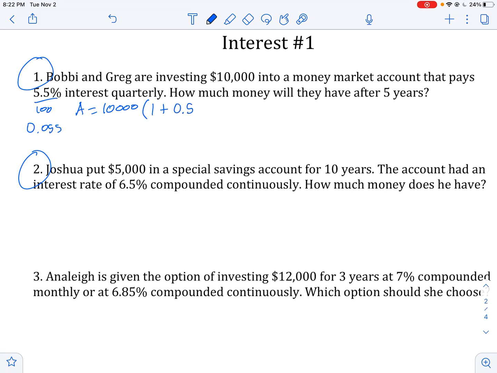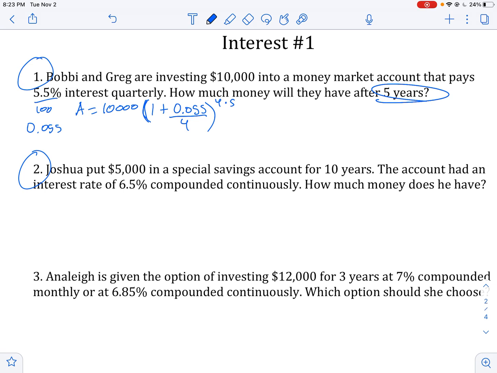So we're going to get 0.055, divided by how many times it compounds during the year, and that's 4. It says quarterly, which means 4 times throughout the year. Then in the exponent we need 4 again, times how many years, which is 5. And ta-da! That's what you're going to put in your calculator. It's got all sorts of fractions, parentheses, and exponents, so be very careful when you put it in your calculator.